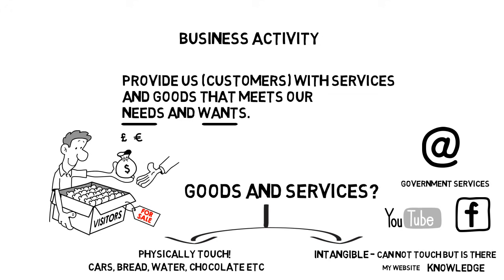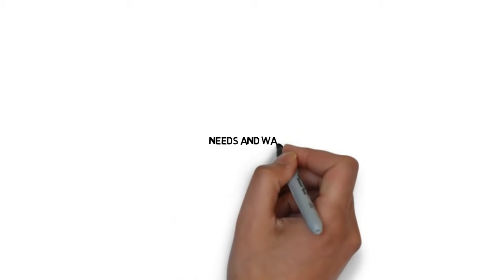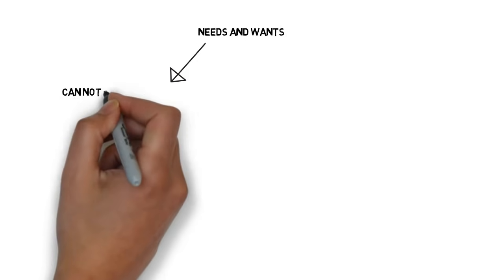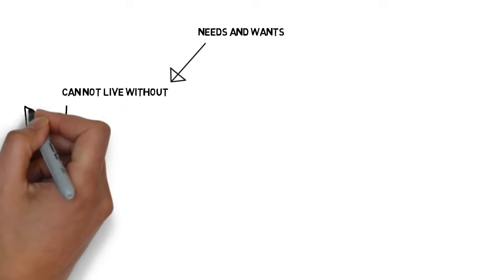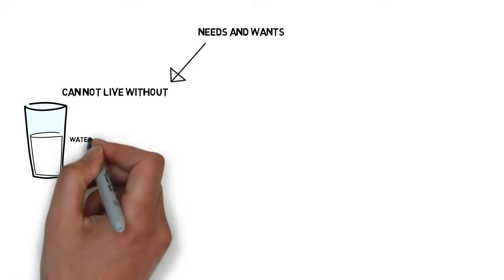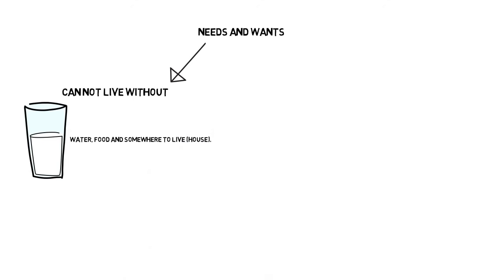So now that we can tell the difference between goods and services, we're going to move on to needs and wants. If you remember, I mentioned them above. So what are needs? Needs are things we cannot live without. These are the very necessary things to aid life progress. And what that means is that we need them. It is the most important thing in our life. These are the things that are very essential in our everyday life. For example, water, food, and somewhere to live, for example, a house, a shelter. So the needs are things that are very essential for our life.